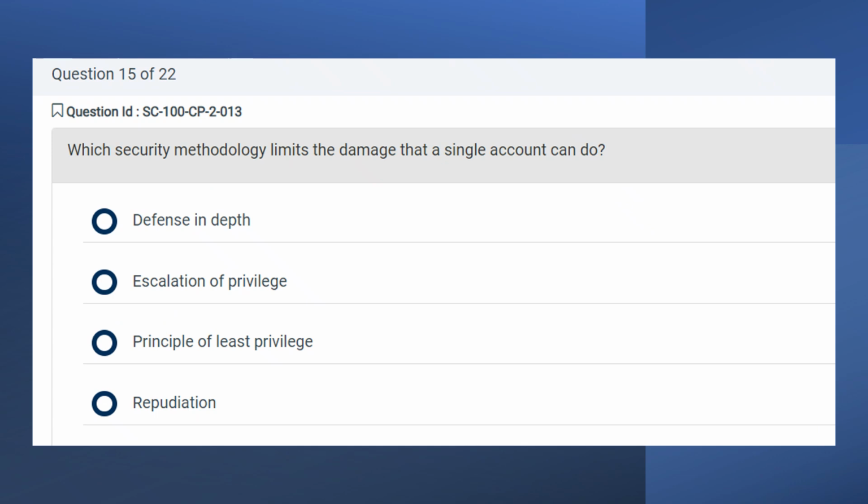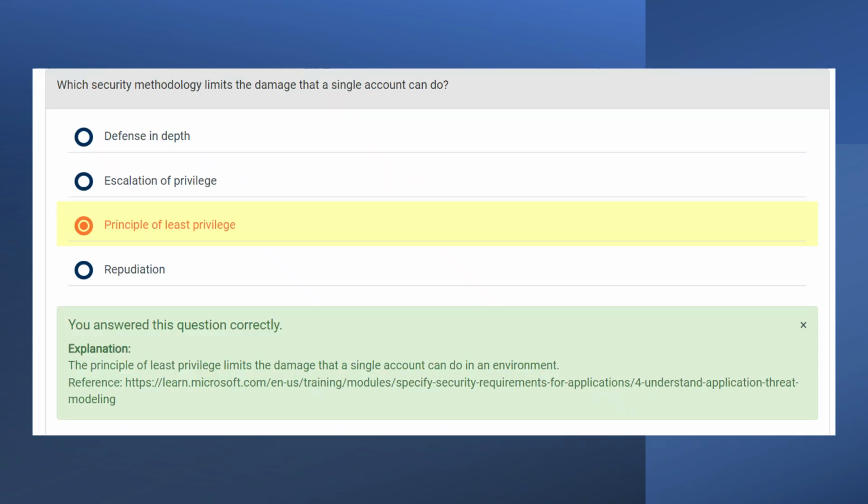Which security methodology limits the damage that a single account can do? A. Defense in depth. B. Escalation of privilege. C. Principle of least privilege. Or D. Repudiation. And the correct answer is the principle of least privilege. The principle of least privilege limits the damage that a single account can do in an environment.